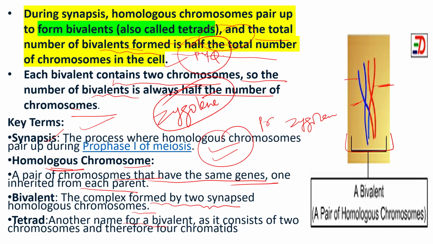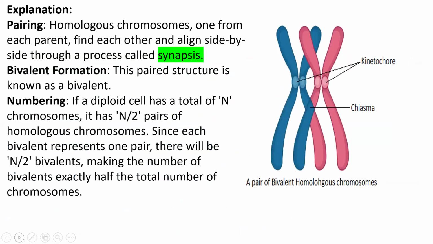Therefore it consists of two chromatids plus two chromatids, so it becomes four chromatids. This is the reason it is known as a tetrad. Otherwise it is called a bivalent because one chromosome comes from the father and another from the mother. Homologous chromosomes, one from each parent, find each other and align side by side through a process called synapsis. The love affair between the couple, the homologous chromosomes, deepens. The paired structure is known as the bivalent.